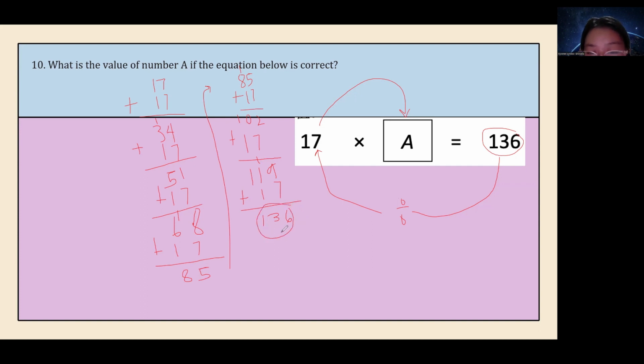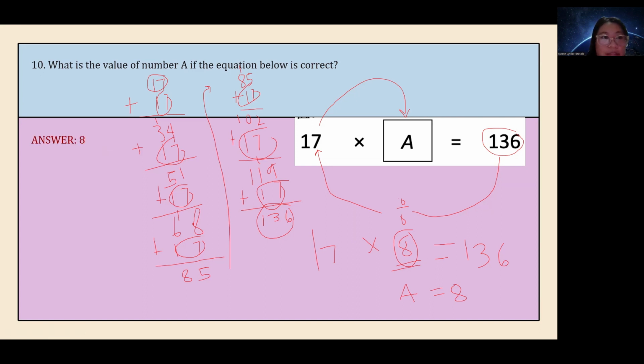So we actually have a multiple of 17 exactly. It's 136. So how many 17 did we add? 1, 2, 3, 4, 5, 6, 7, 8. And so 17 times 8 is equal to 136. Now the value of A should be 8. Okay? So the value of A should be 8. Okay, you get this? Very easy, right?